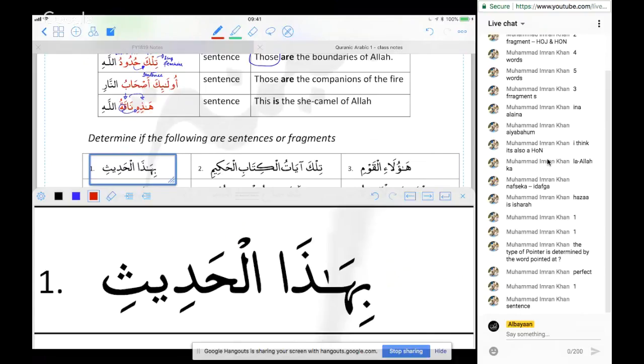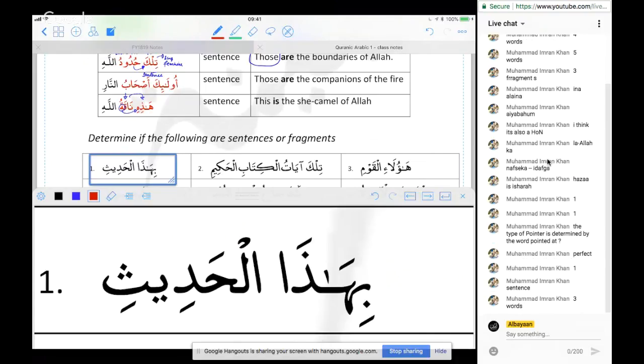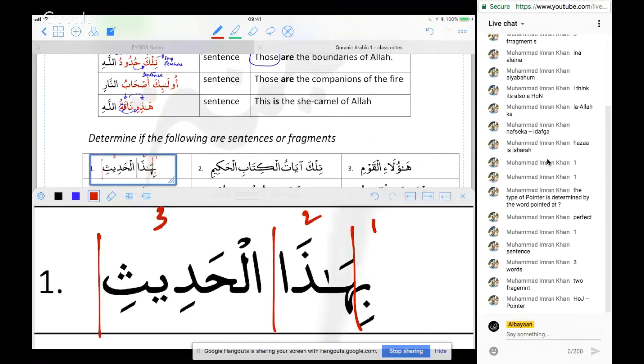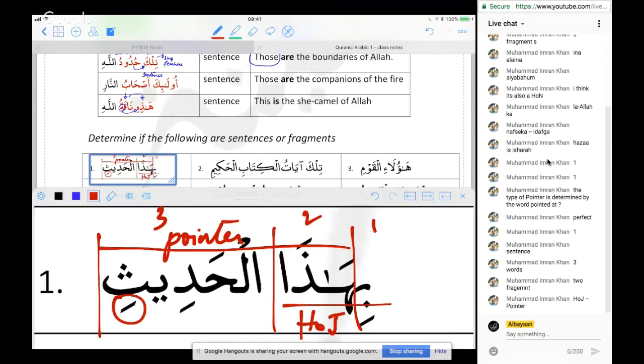So what do you think? Is it a sentence or a fragment? Bihaza al-Hadisi. There are three words, correct. One is Bi, Haza is two, al-Hadisi is three. And there are two fragments, perfect, yes. This is the harf of jar fragment, bihaza, and al-hadisi, and haza is the pointer fragment. Perfect. And that's why al-hadisi is also jar, because haza is jar because of the ba, right?